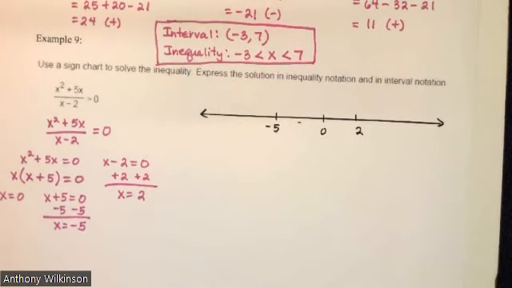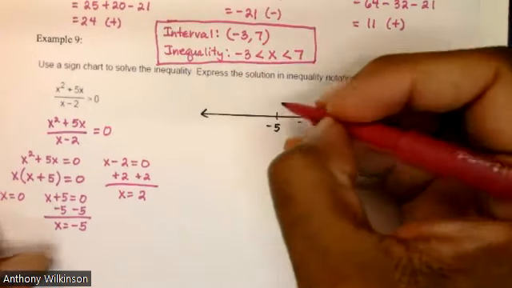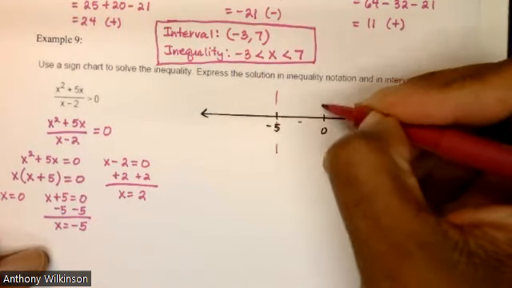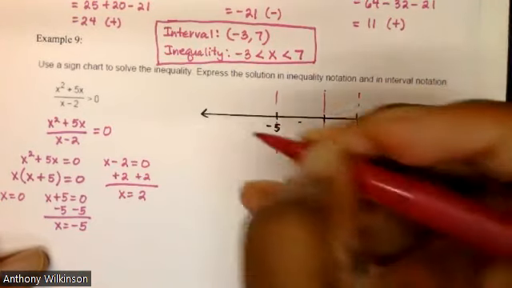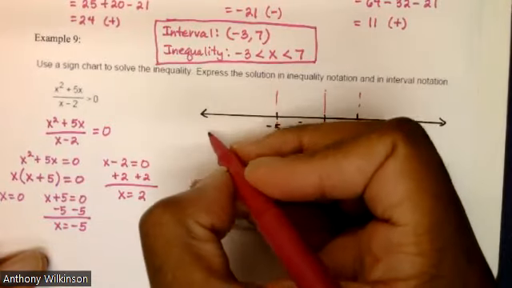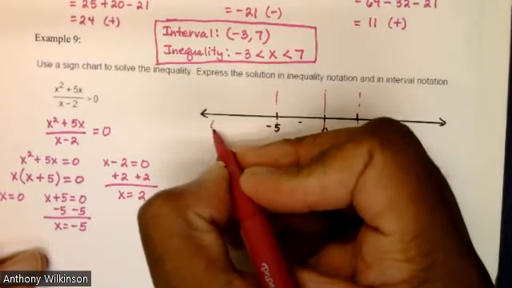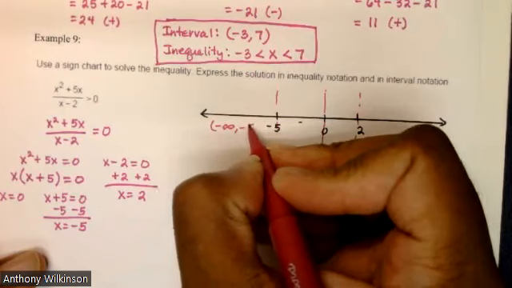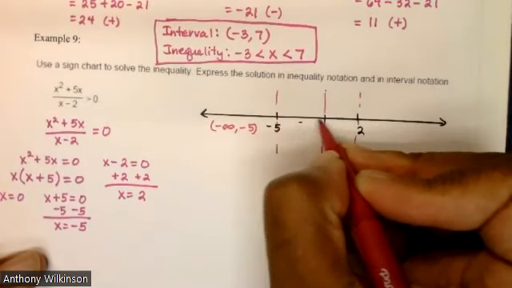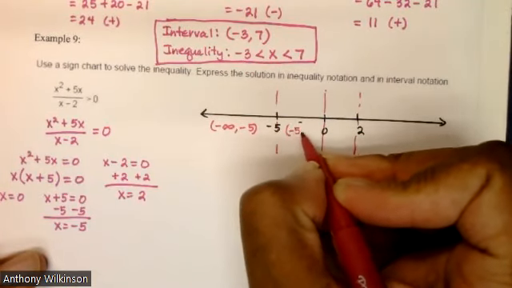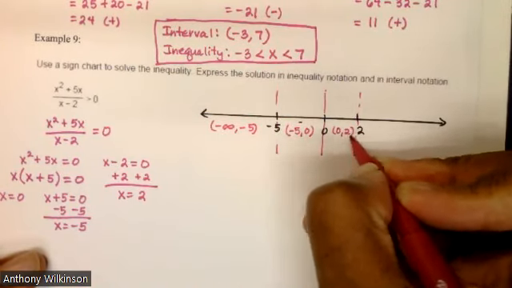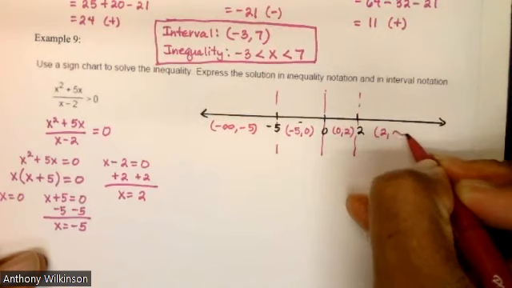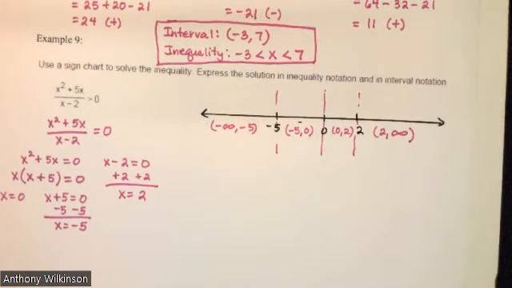So those 3 x values separate this number line into 4 intervals. There's the 1st, the 2nd, the 3rd, and then the 4th. This first one is from negative infinity to negative 5. The second one's from negative 5 to 0. The third one's from 0 to 2. And the last one from 2 to infinity.